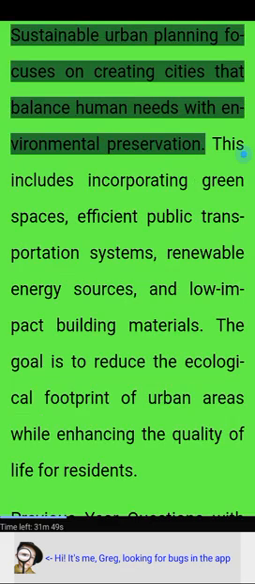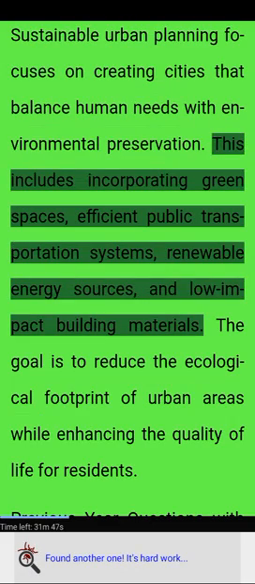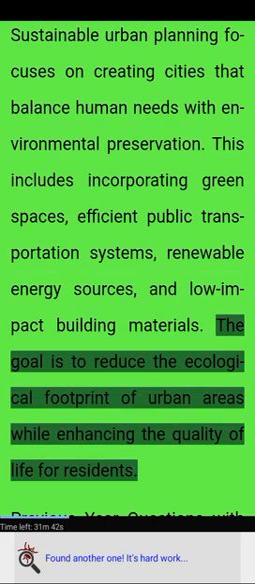Sustainable urban planning. Sustainable urban planning focuses on creating cities that balance human needs with environmental preservation. This includes incorporating green spaces, efficient public transportation systems, renewable energy sources, and low-impact building materials. The goal is to reduce the ecological footprint of urban areas while enhancing the quality of life for residents.